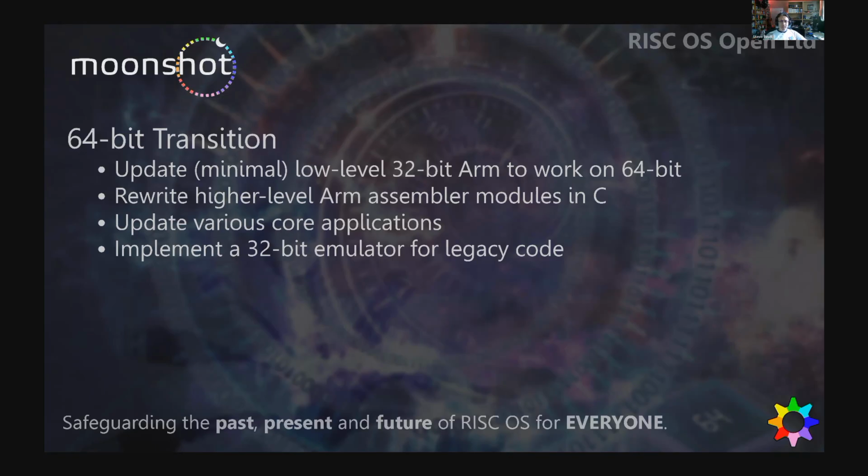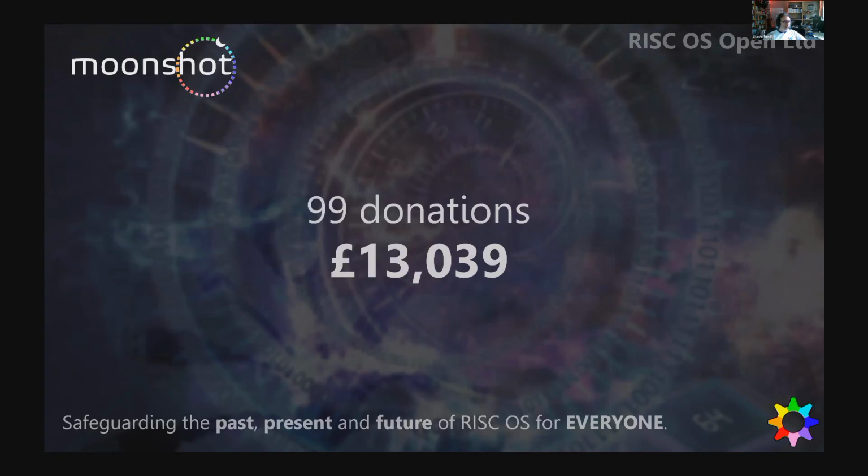So one thing I did want to highlight is, since we launched the Moonshot, we've managed to collect together over £13,000, which is amazing, in donations from nearly 100 different donors. And most of that has come from the RISC OS community as it stands. So that's a fantastic show of support from everyone out there. And when we first launched Moonshot, we talked about having a target of about 2.5 million. And I think that was taken slightly out of context, in the sense of people thought if we don't hit 2.5 million, we won't do it.